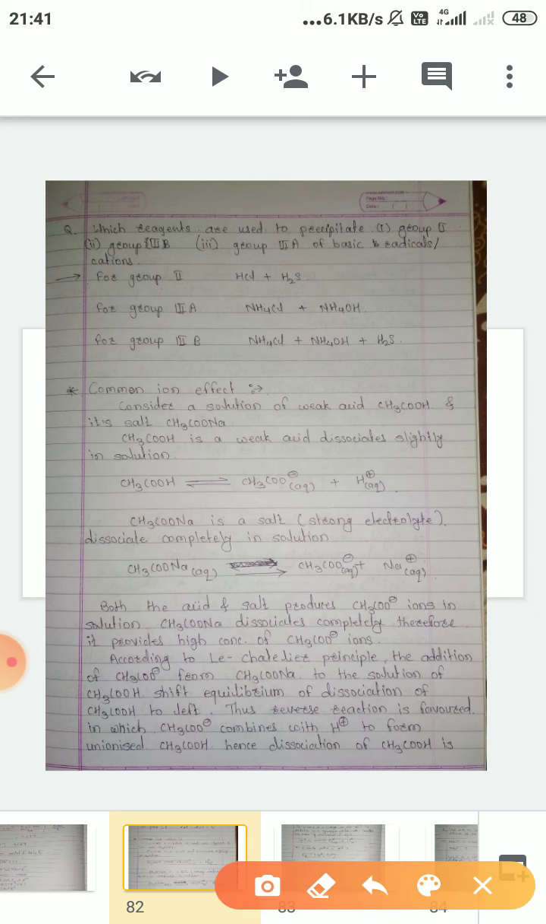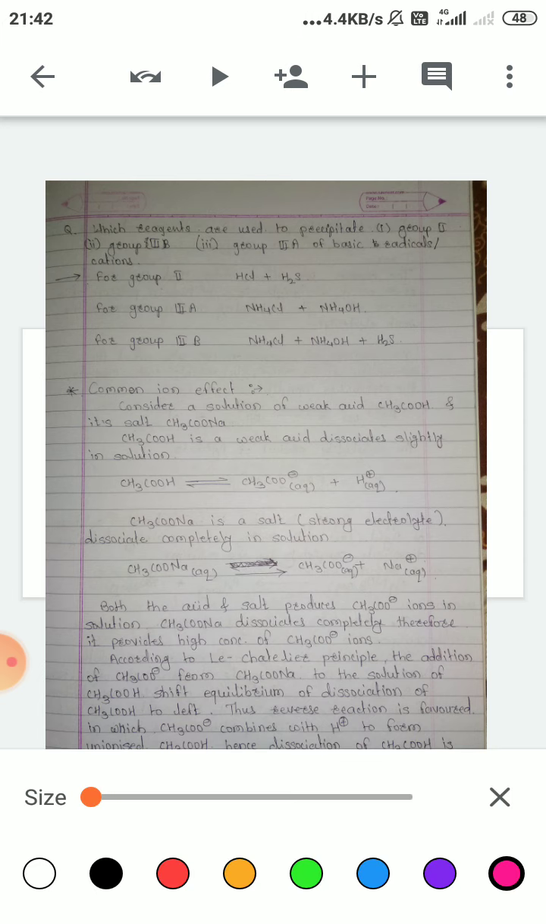Hello friends, let's start the last point of ionic equilibria, and the point is the common ion effect. Common ion means the ion which is common from both solutions. For example, if we consider a solution of a weak acid and its salt, such as a solution of acetic acid, which is a weak acid, and its salt, sodium acetate.